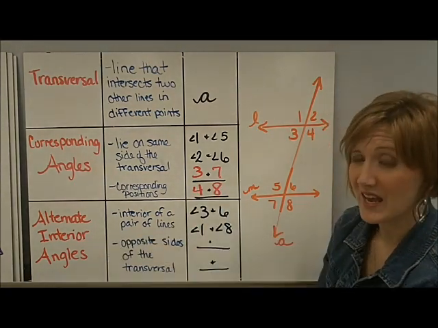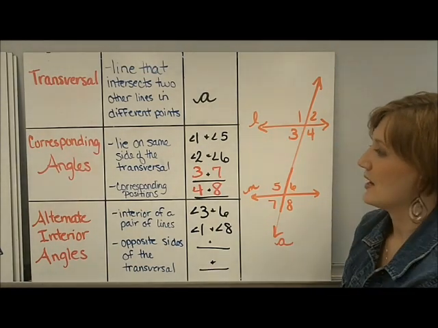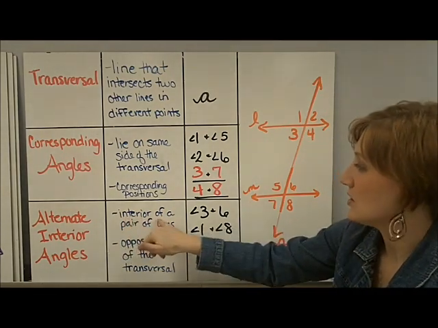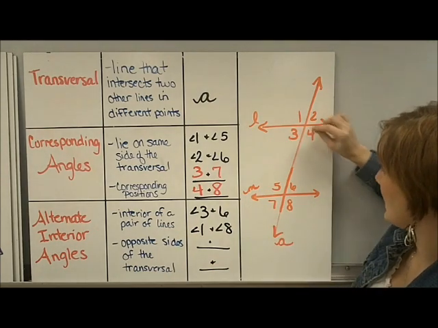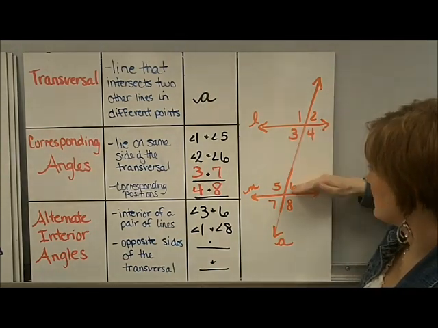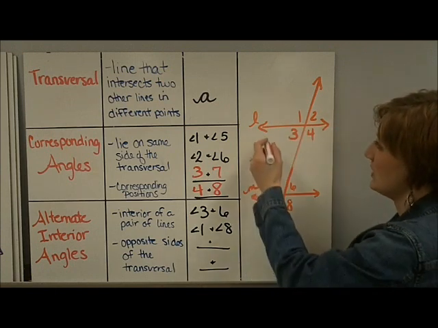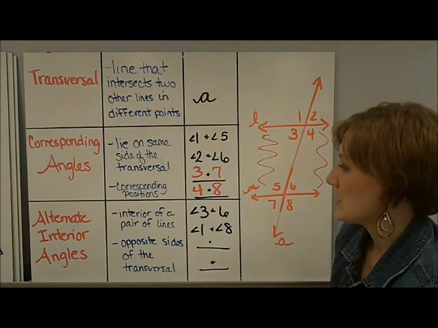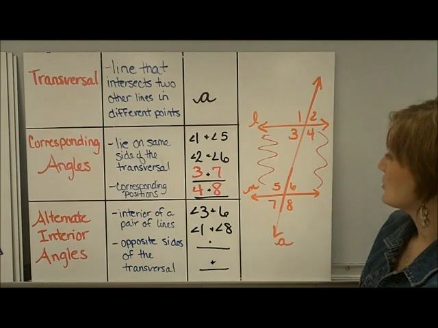Alternate interior angles is a lot of words, but it's okay. It's actually just kind of jump across the line and find that corresponding angle. So it's the interior of a pair of lines. We're looking at these in here, okay? The area between those two lines is this area right here. And we're talking about opposite sides of the transversal.